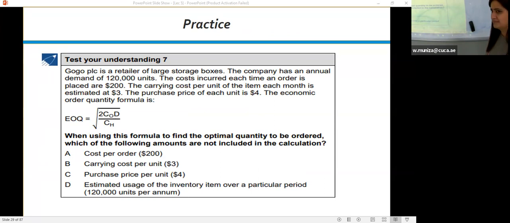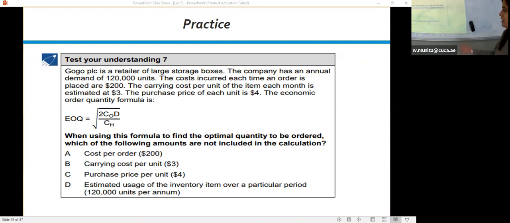Sorry, no, it's holding cost. Carrying cost is holding cost. So this is included. Yeah, last one. Where are we including purchase price, by the way? Purchase price per unit. Cost per order is there. Carrying cost is holding cost. Purchase price per unit we are not using in this formula.